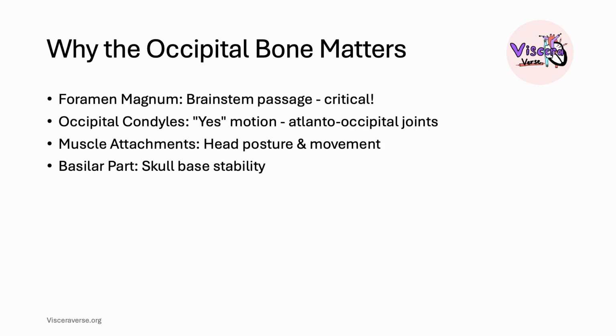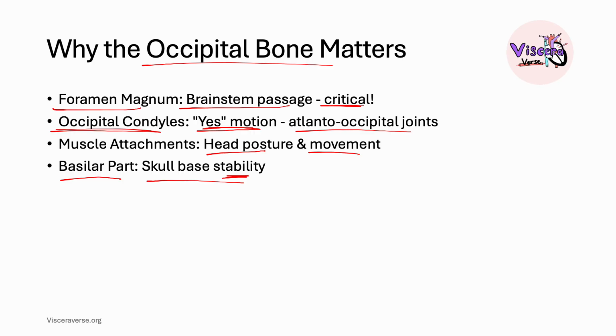So after everything we discussed so far, why is the occipital bone important? Why does it matter? It's because it has the foramen magnum, and this is the passage. This is the brain stem passage connecting your head to your body, and this is a very critical point. Occipital condyles, the yes motion, imagine yourself nodding yes. This is the atlanto-occipital joints, and that's why occipital condyles are very crucial here. Muscle attachments. Your head posture and movement depend on the many muscle attachments that we see on the occipital bone. And then lastly, the basilar part. This is your skull base and it's important for stability.